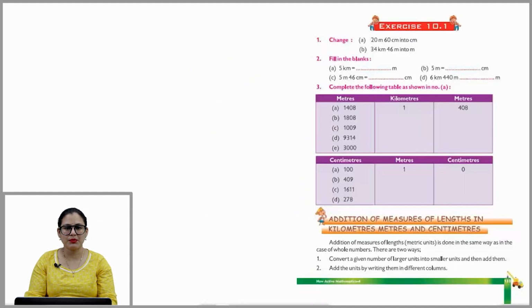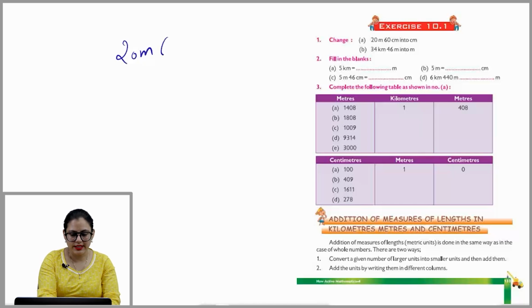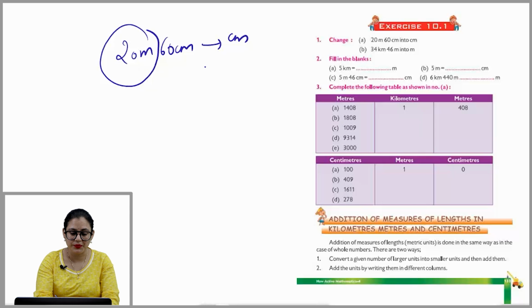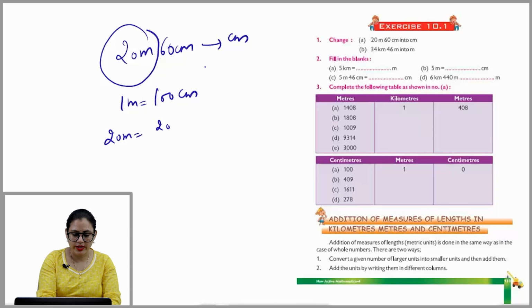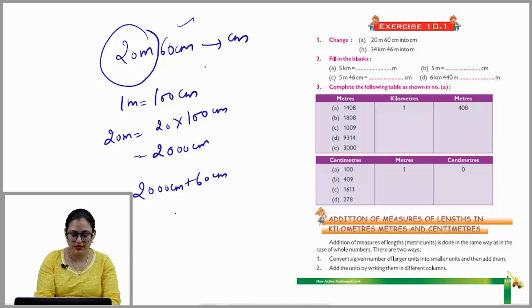Let's do exercise 10.1. Number 1, change 20 meter 60 centimeter into centimeter. Okay, so we will convert only 20 meter, not 60 centimeter because it's already in centimeter. You know 1 meter is equal to 100 centimeter. So 20 meter is equal to 20 into 100 centimeter, so 2000 centimeter. Now add 60 centimeter to it. 2000 centimeter plus 60 centimeter, and the answer is 2060 centimeter.